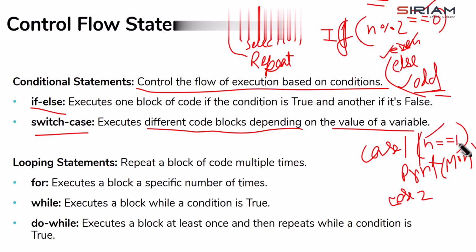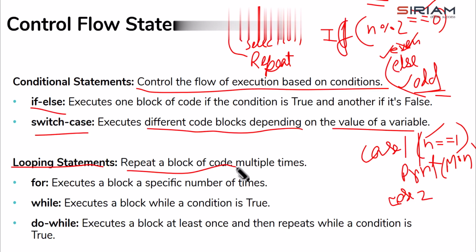The next one is the looping statement, where we repeat a block of code multiple times. For example, if I tell you to print the numbers 1 to 100, are you going to write 100 print statements, print 1, print 2, print 3? Obviously not. What we do is simply take one variable, let's suppose variable a, and tell it to print the value of a. We provide the variable a value as 1.